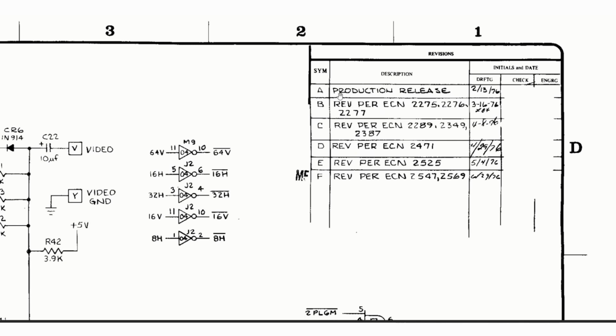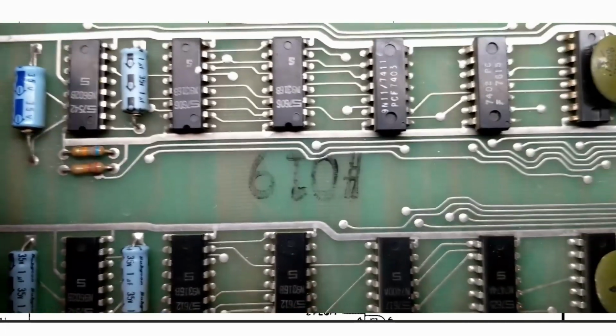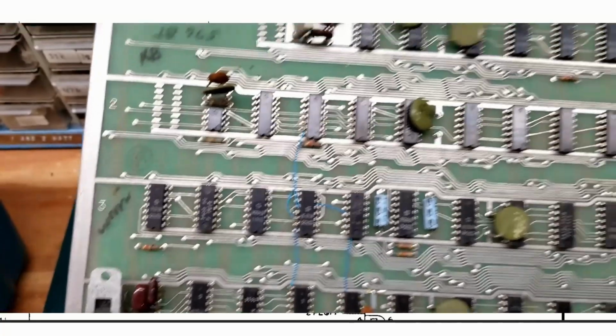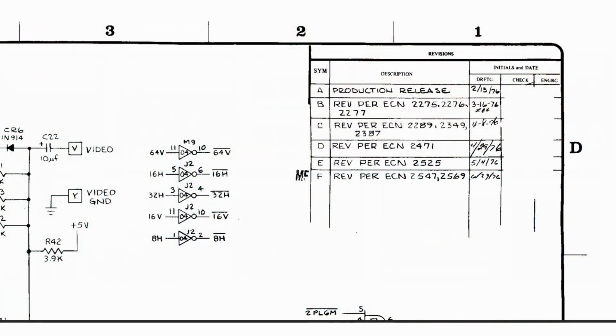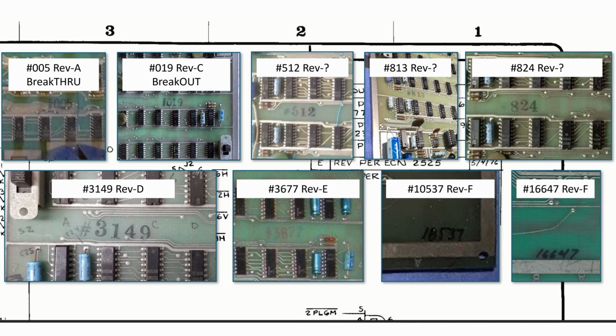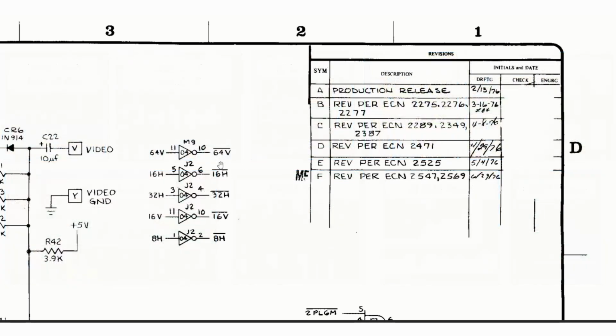We see an A at serial number 005. You can see on the front they have a serial number stamp. I've got this Rev C board at 019. 2 boards, a 512 and an 824. Don't know what the revision is. We have a revision E at 3677 serial. We have then a revision F at 10537 and another revision F at 16,000 something. So they really didn't make too many of the first ones. They just really quickly got this thing production ready.